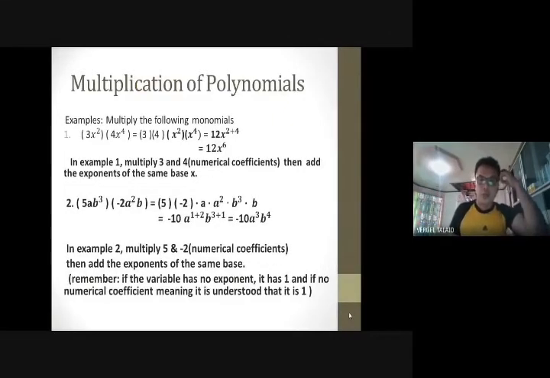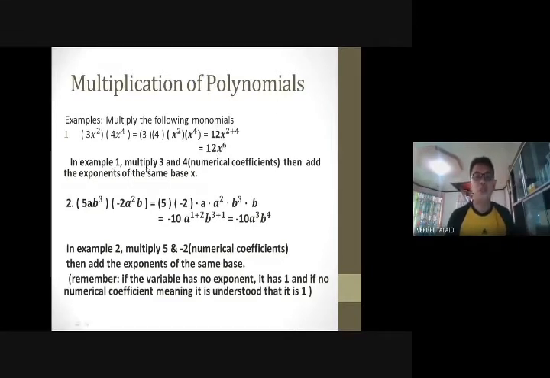Multiplication of polynomials. To multiply polynomials, if our polynomial is a monomial, we simply multiply the numerical coefficients. 3 times 4 is 12. Then add the exponents of the same base. Since we have the same base x, we copy x. Then 2 plus 4 is 6. So remember the product rule, that we are going to add the exponents.